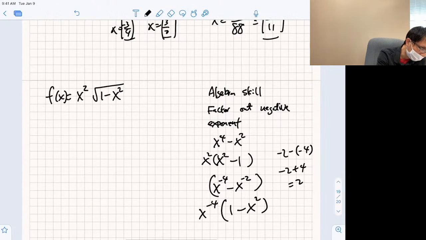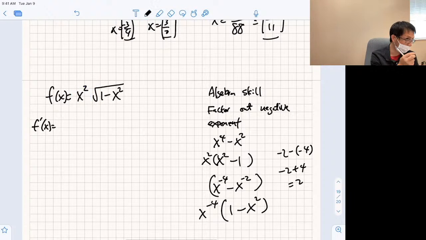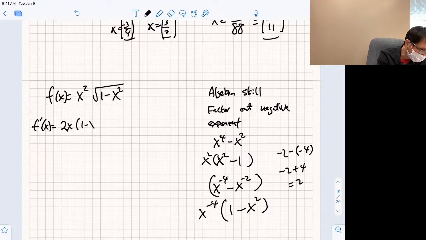So let's see how hard is this part. So f prime of x. Well, here we deal with the product rule, chain rule, and power rule. So we deal with all three rules here. Okay, we deal with all three rules. So let's deal with the power rule here first. It's 2x times (1 minus x squared) to the 1/2 power. Because this one just, I'm going to rewrite that.